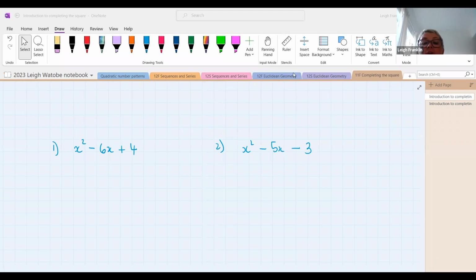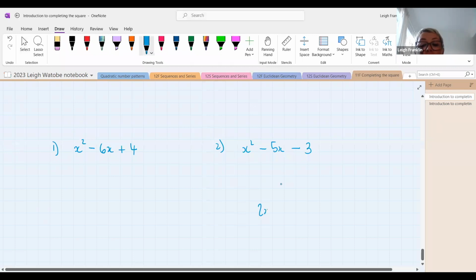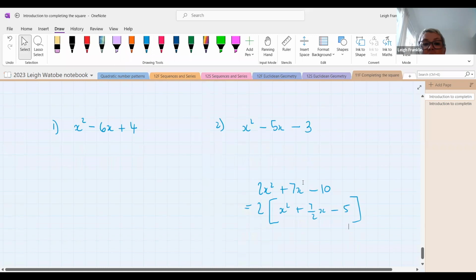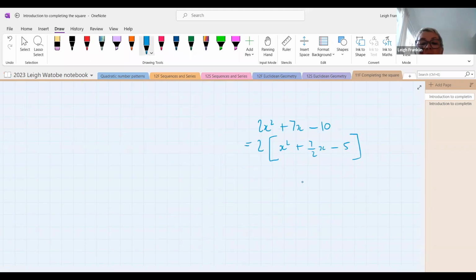Okay, so Jessica, just very quickly, while we're waiting for people to finish with this one. If you've got 2x squared plus 7x minus 10, let's say, you'd first have to take 2 out because you can't complete the square if the 2 is there. So that would be x squared plus 7 over 2 x minus 5. And this is where it starts to get a little bit yucky, because now you've got to complete the square.